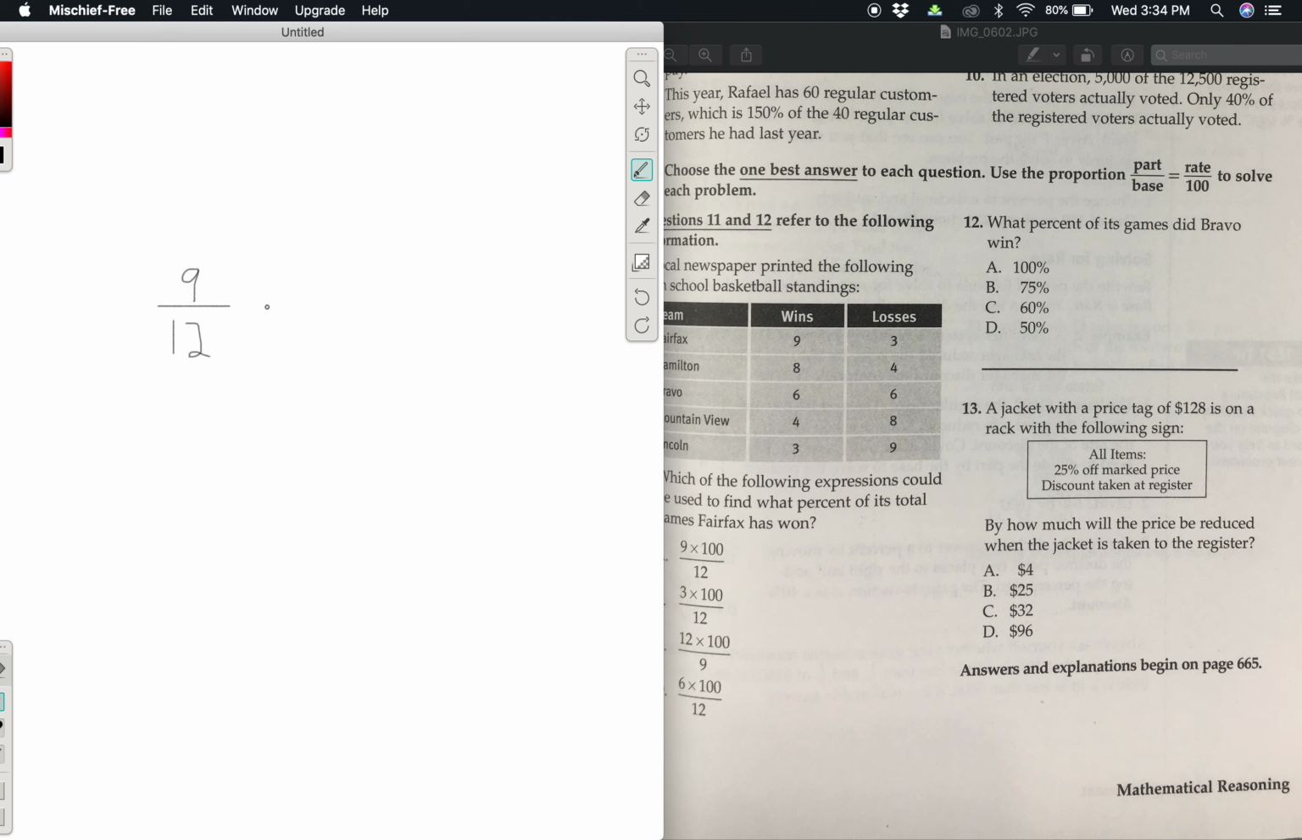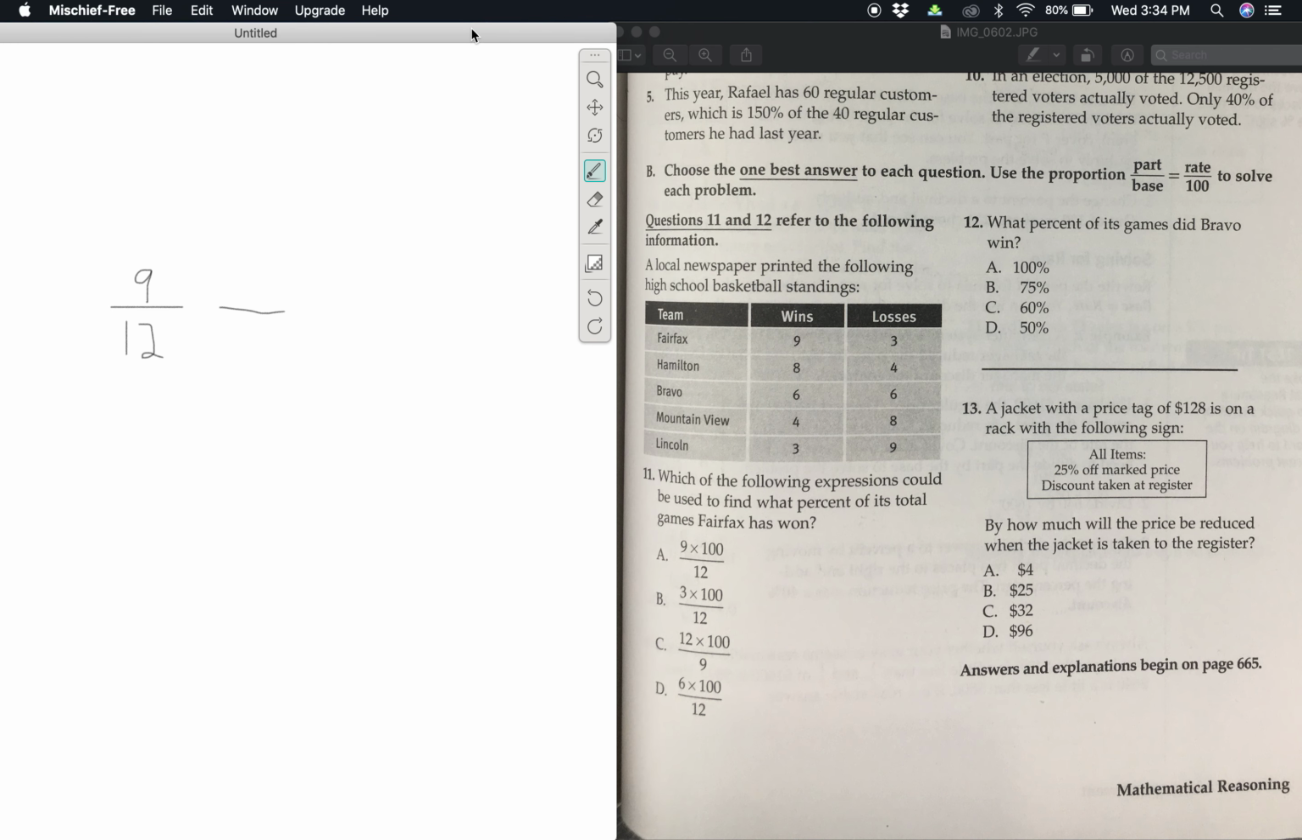And we know that, so they only give us 2 numbers. Which of the following expressions could be used to find what percent of its total games Fairfax has won? So we're like, well, how do I figure that out? We only have 2 numbers. Remember, guys, this number on the bottom will always be 100 because this is the percent side. And remember, in the previous page it says percent means out of 100.